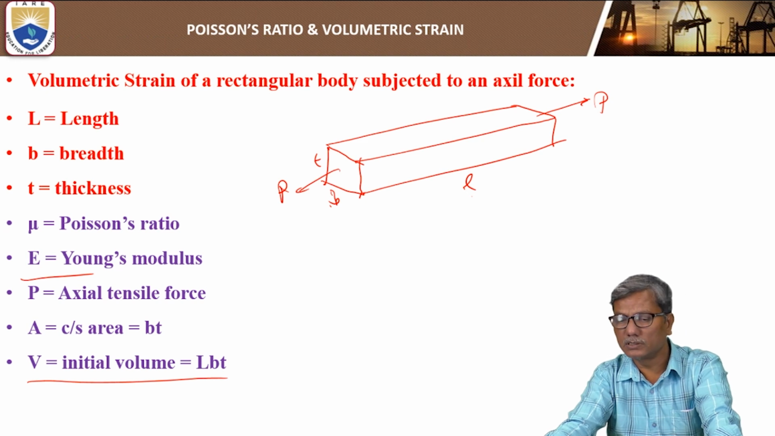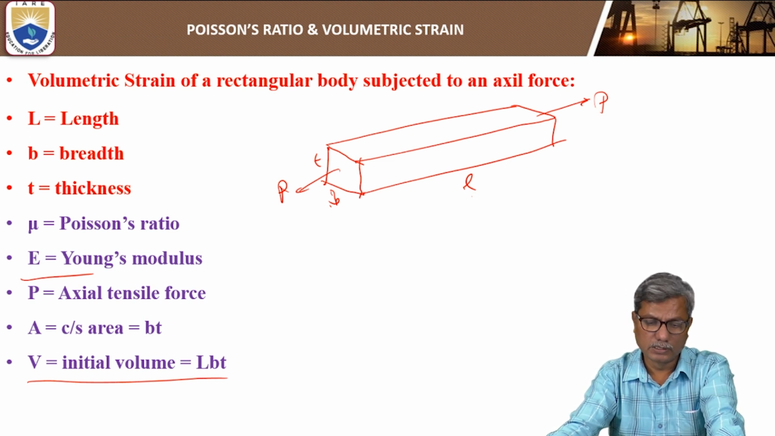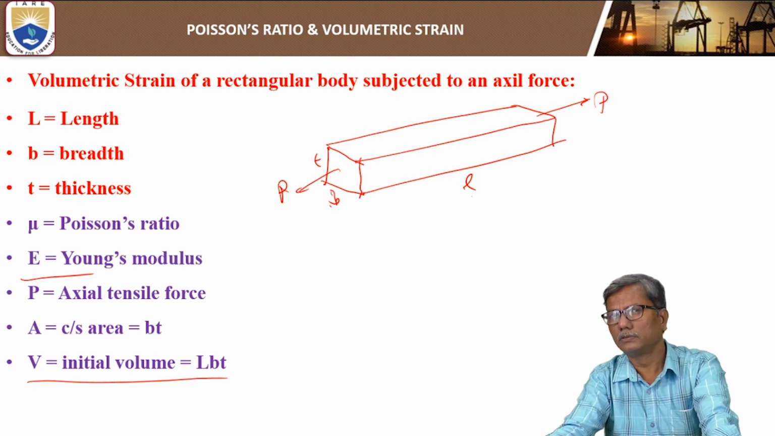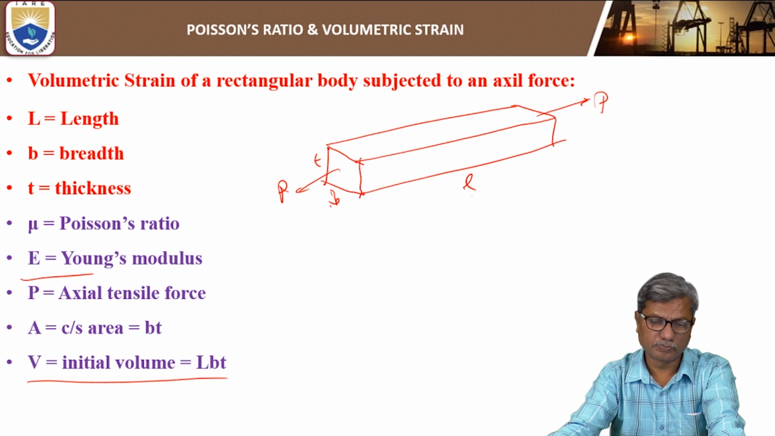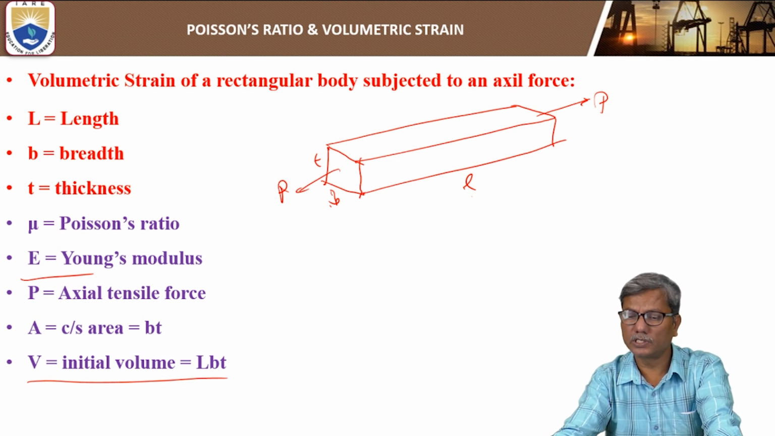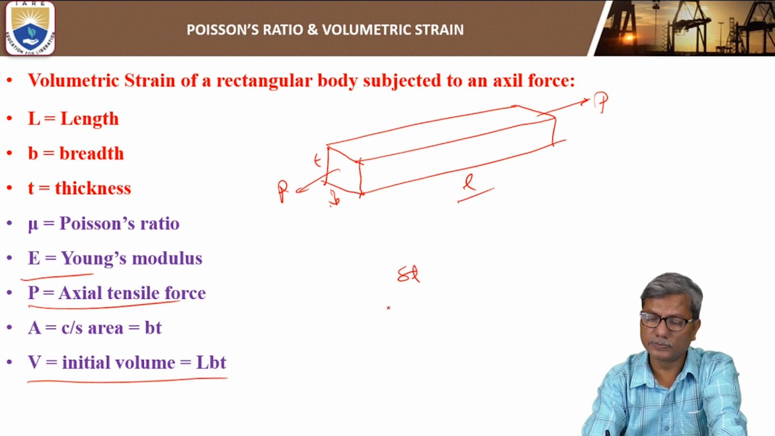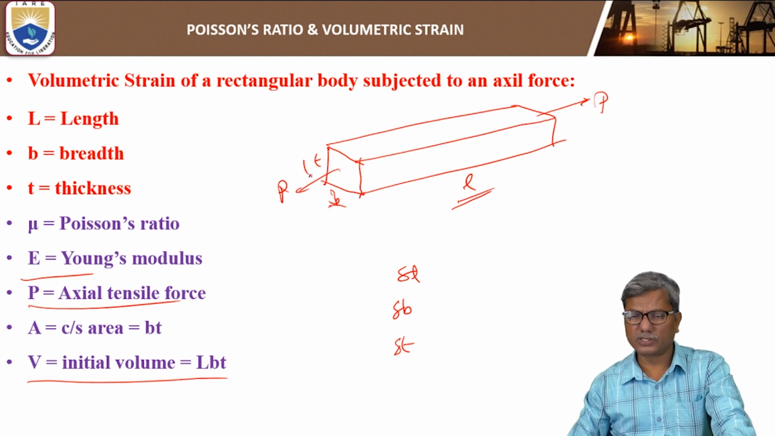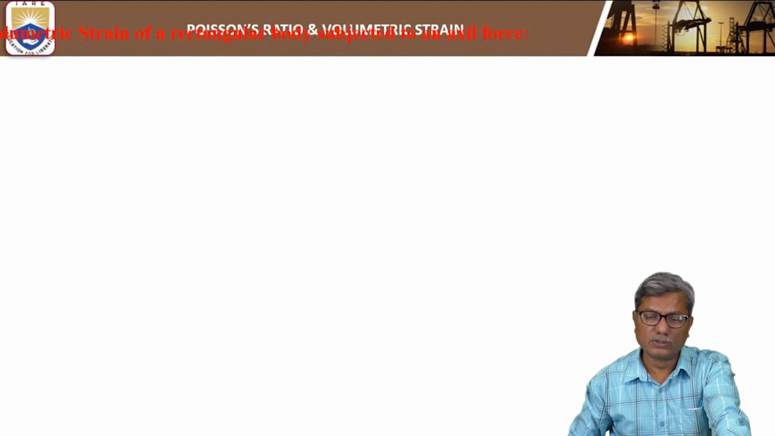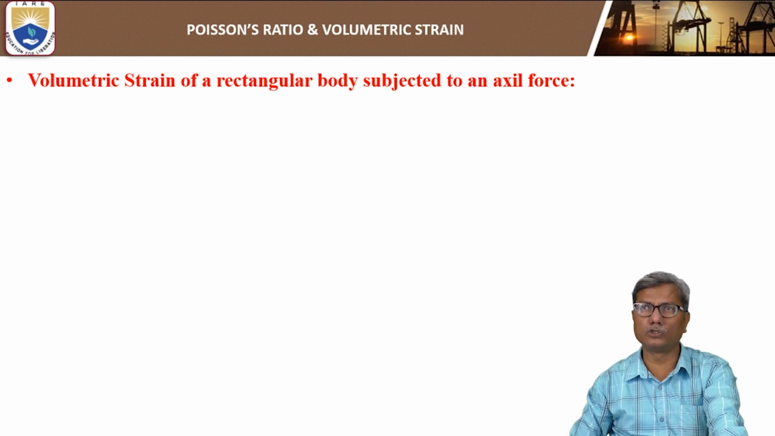Once it is subjected to tensile force or compressive force, there will be some change in length, breadth and thickness. Due to that the volume also changes. It may decrease or increase. Now consider an axial tensile force P, due to which the length increases by delta L, and breadth decreases by delta B, thickness decreases by delta T. We have discussed this already. So how to find the volumetric strain? First you have to find the change in volume of the member.